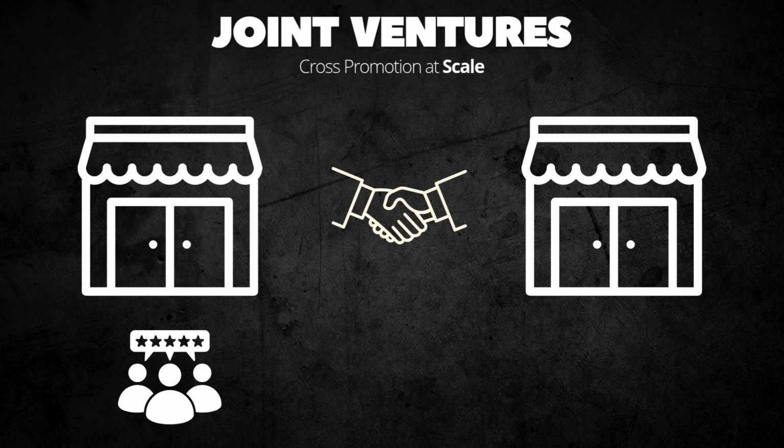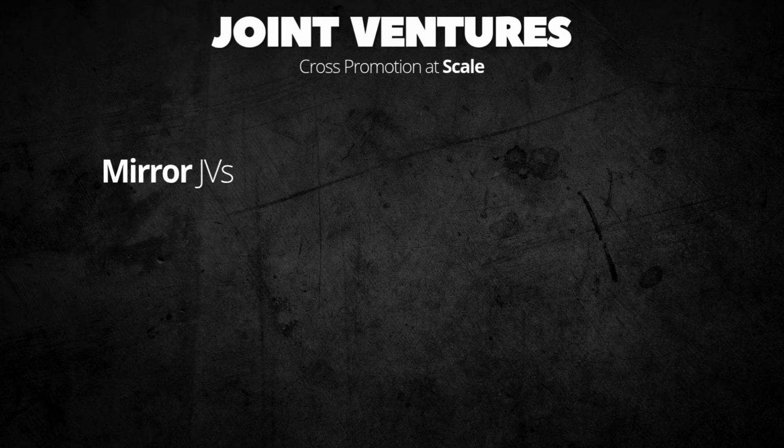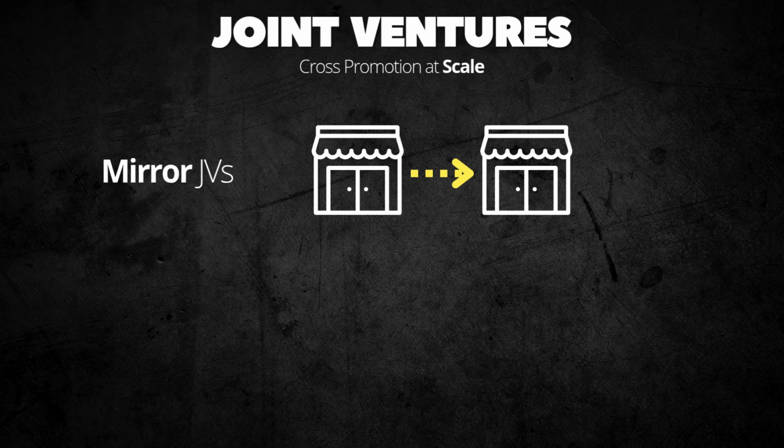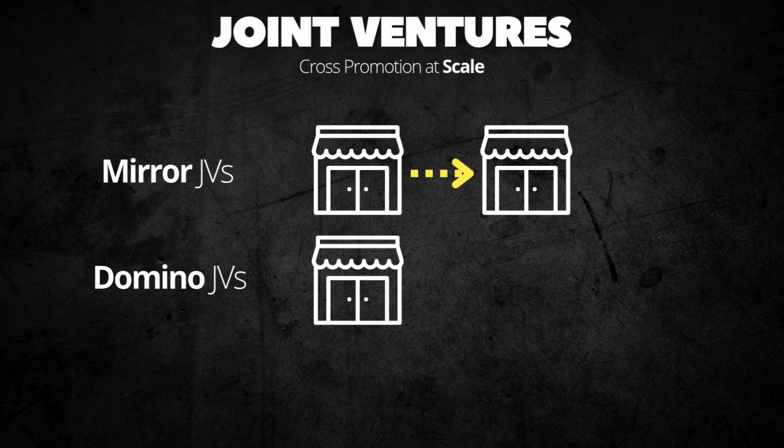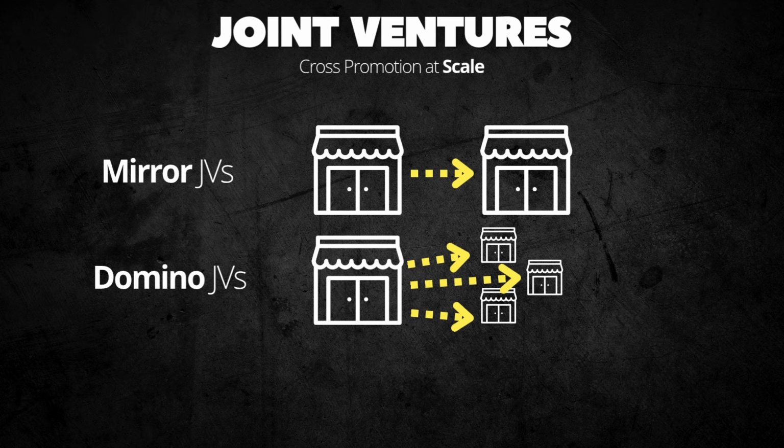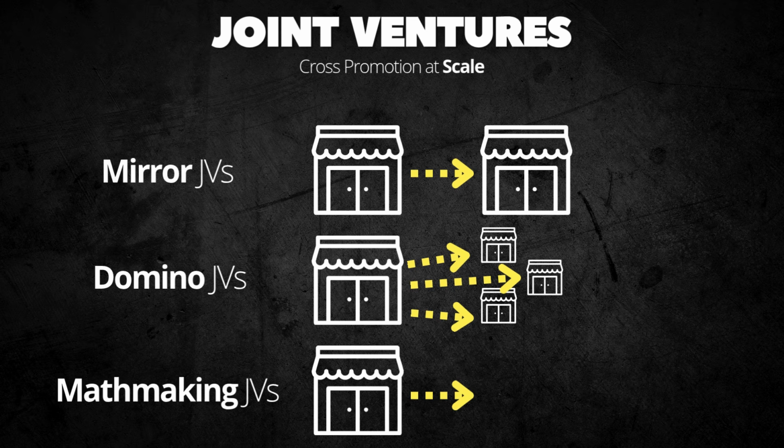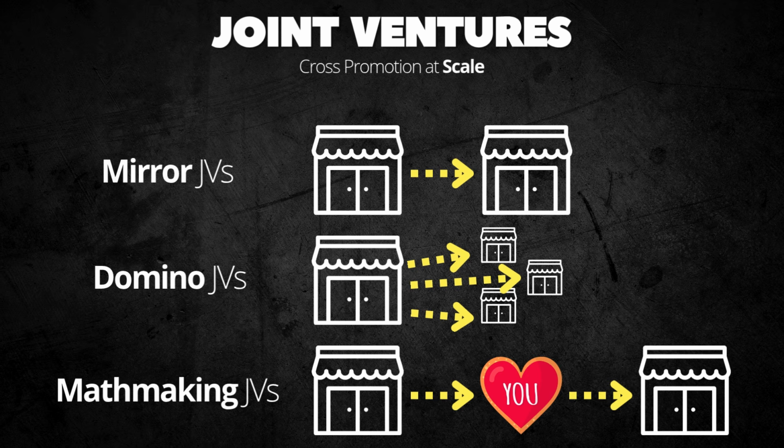There are three kinds of JVs. The first, there are mirror JVs, or reciprocals. That means company A connects with company B. Then we have domino JVs. That's where company A connects with company B, company C, company D, and so on. Then there are matchmaking JVs, where you would be A and you introduce company B to company C. Every JV that you'll ever do will fall into one of those three categories. A JV is that tiny 1% asymmetrical that can change everything.